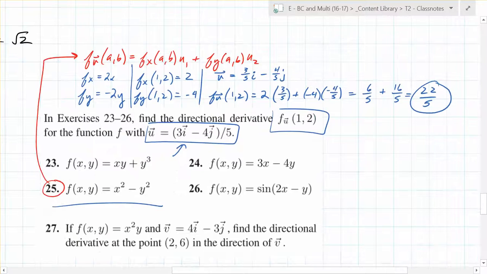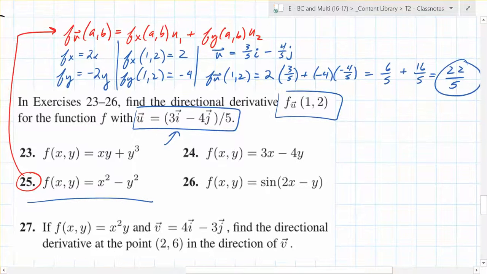Okay, please do on your own 23, 24, and 26. Please do these on your own right now. I just want 3 answers.